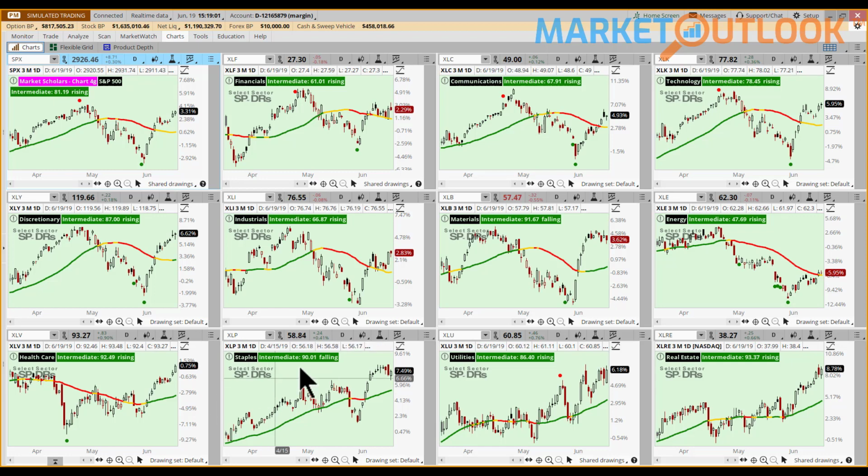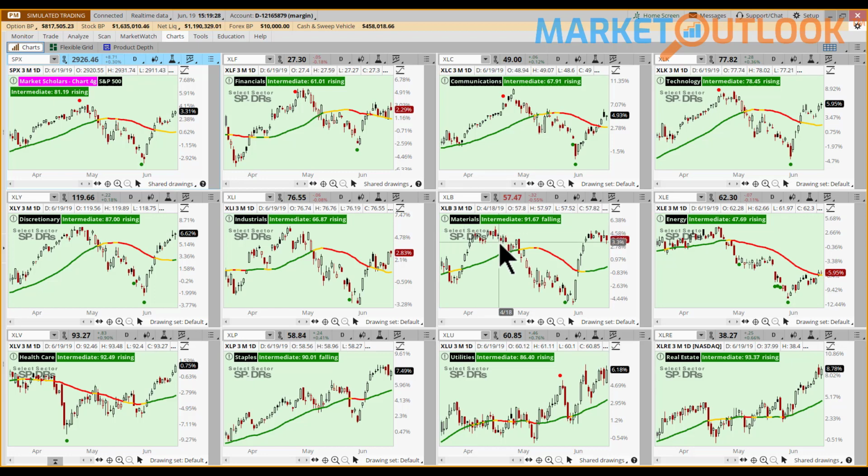One thing that did catch my eye was materials. We were talking about how materials look like they were launched out of a cannon a couple of weeks back, and it's done a good job of holding the line up here. But notice that it's holding the line near a horizontal resistance area. We were not able to get up and through the prior high from April 17th, here, at least on chart XLB.